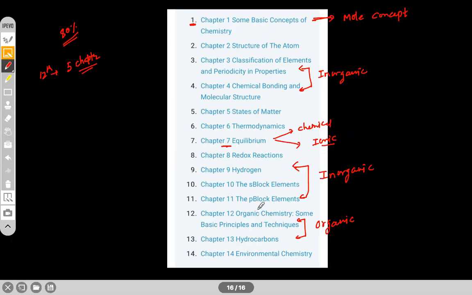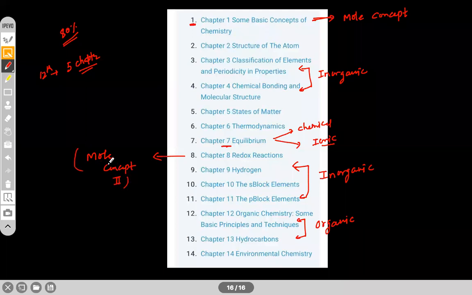So what I am planning here is that this chapter, like I said, we are going to study in two different portions. I've told you in the first class, mole concept 1 and mole concept 2. Mole concept 2 contains the concept of redox reaction, means the entire redox reaction will be covered in mole concept 2. I'm telling you this because there are different names, but we'll cover all the portions. You don't have to worry.